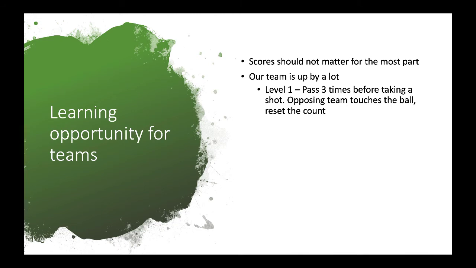The opposing team touches the ball. I've gotten 2 passes. They touch the ball. We reset and we do another 3 passes. And we do this. And if we score a goal, we move up to level 2. And so now what we've done is we've incremented up the number of passes to 4 or 5 or 6. At this point, once we've done this a couple of times, we're probably not scoring goals anymore. But what are we doing? We're learning how to find space out on the field, and we're learning to pass to each other, which is a fundamental skill we want them to learn.